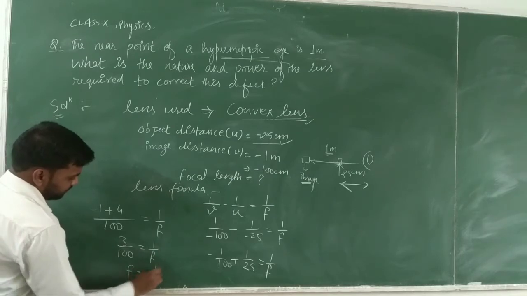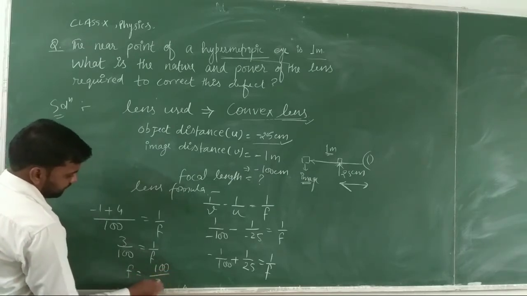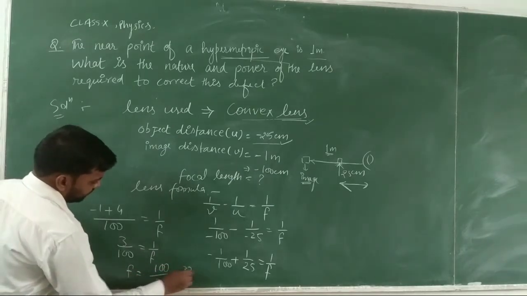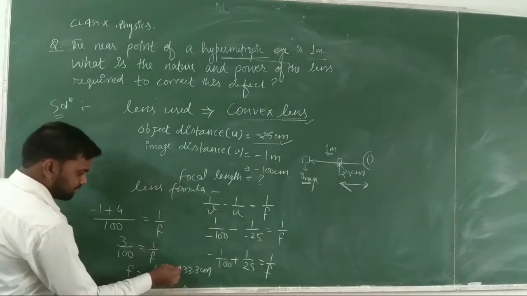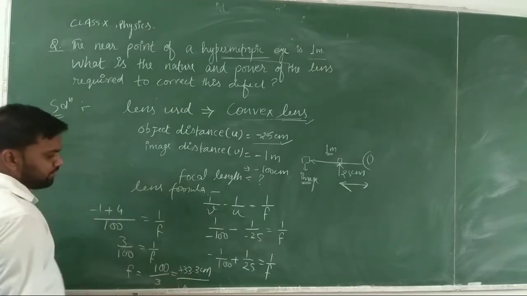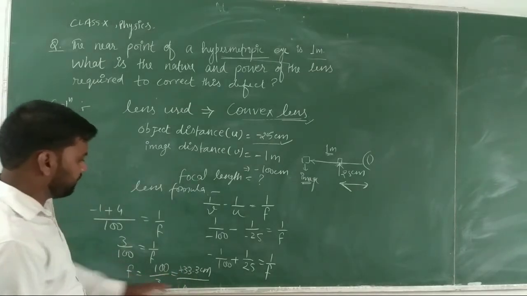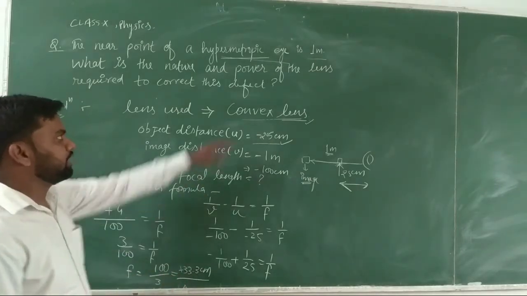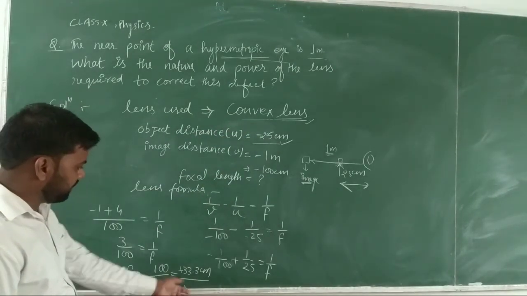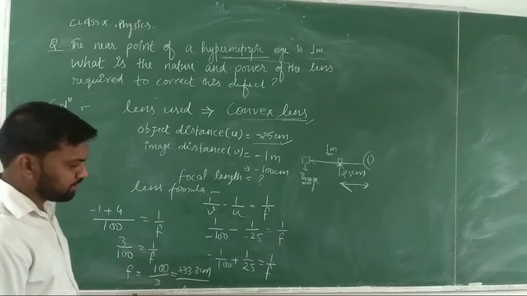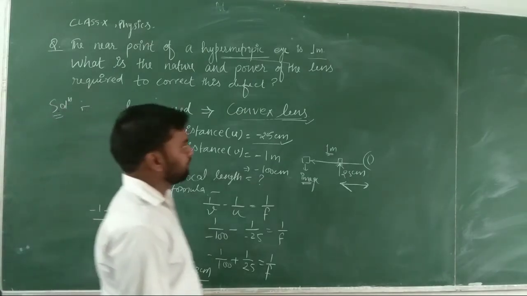F will be equal to 100 upon 3. It will be equal to 33.3 centimeter. Okay. Again, students, we can clearly see that the focal length is positive, and the lens which has the focal length positive, it is always what? It is always a convex lens. Now we have found here the focal length. It is 33.3 centimeter. Okay.